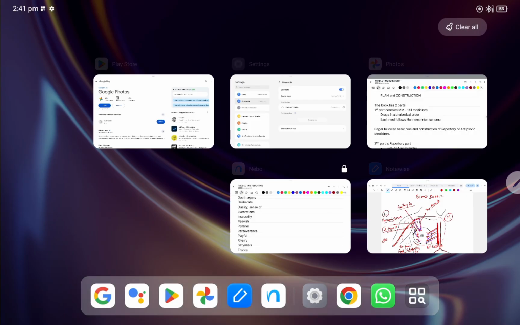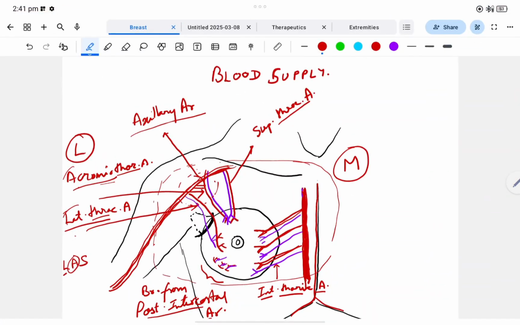And this last is the branch from the posterior intercostal artery. So these branches come from backward, from the back of the breast. So posterior and intercostal, this is the intercostal region, intercostal artery.